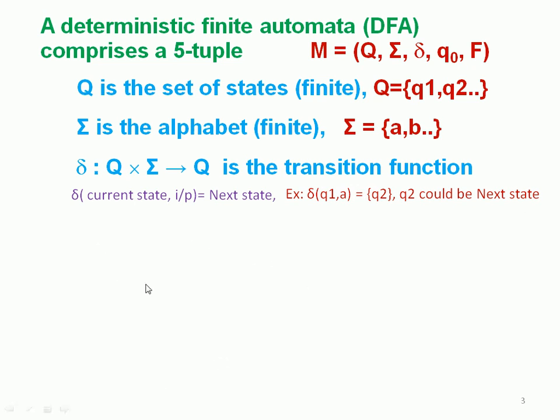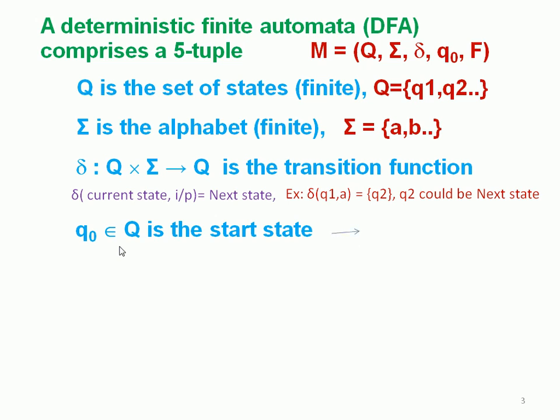Further example of that transition: delta of q1 comma a, where a is the input and q1 is the current state. Then q2 is the next state. So this is one transition. So delta of q1 comma a is equal to the set of q2. So q2 could be the next state. The fourth attribute is q0. Q0 belongs to Q, and is the start state, right? It is represented with the help of a single circle.